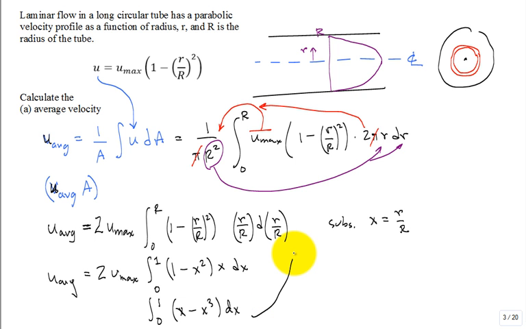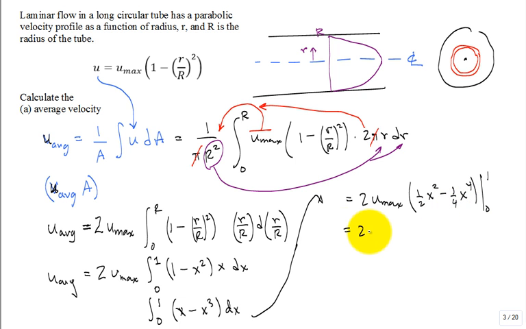Let's go ahead and do that integral. I need to move up here a little bit. Maybe I'll get rid of this line and come up here. So it's equal to 2 u max. It's going to be 1/2 x squared minus 1/4 x to the 4, evaluated 0 to 1, 2 u max. And then what do we have? 1/2 minus 1/4 is 1/4. And so u average is equal to u max divided by 2. So if you think about the length from this point to that point as a visual representation of the maximum speed, then the average is cut in half, and u average is half of the maximum.